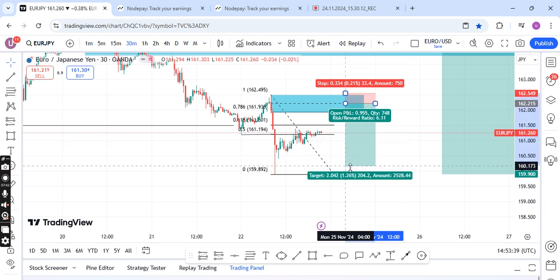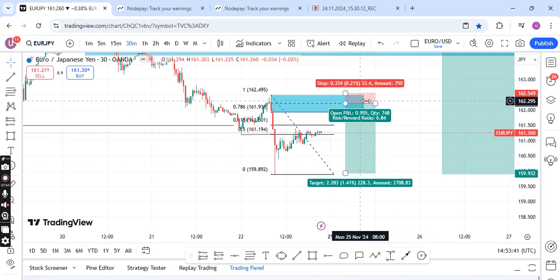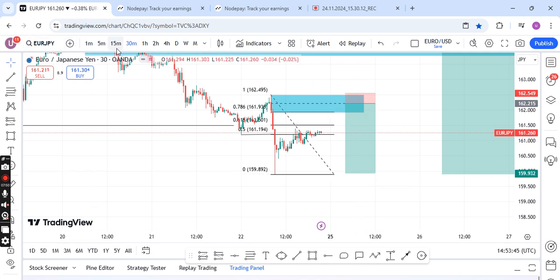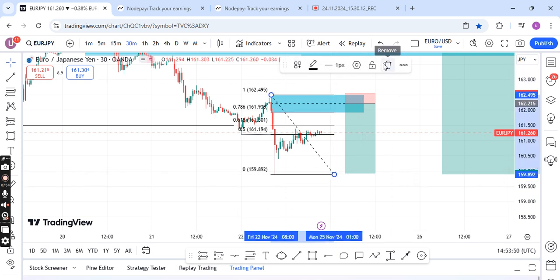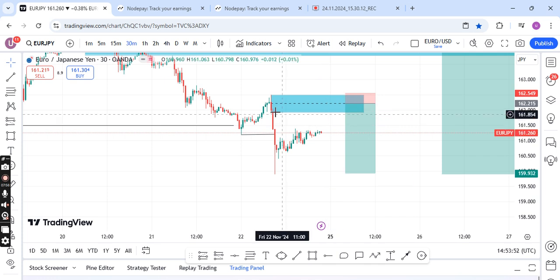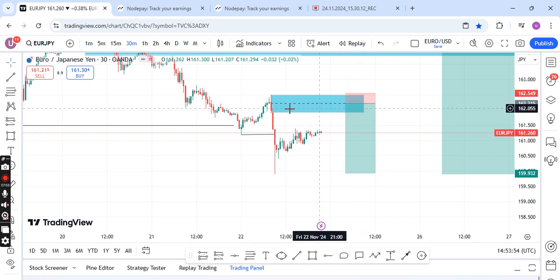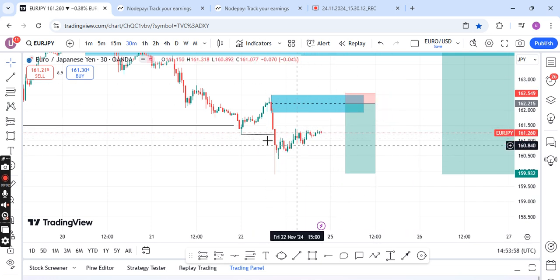You see, you don't really need to shout, because the fact that you are risking 33 pips, you are equally targeting what? 228 pips. That is JPY pairs for you. JPY pairs are normally big. If you go to EUR/USD, it's not as big as this. So this is how you could easily refine your zone. This is how you refine your zones on this very particular time frame.